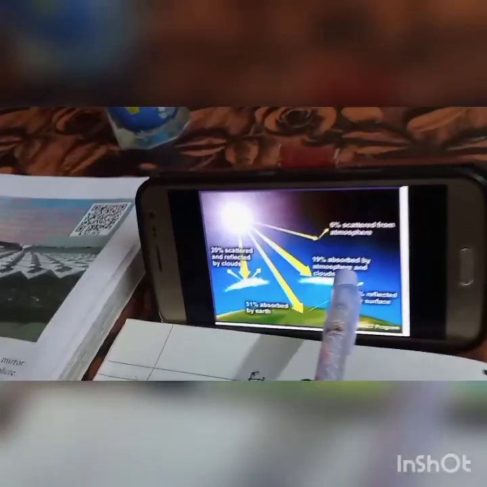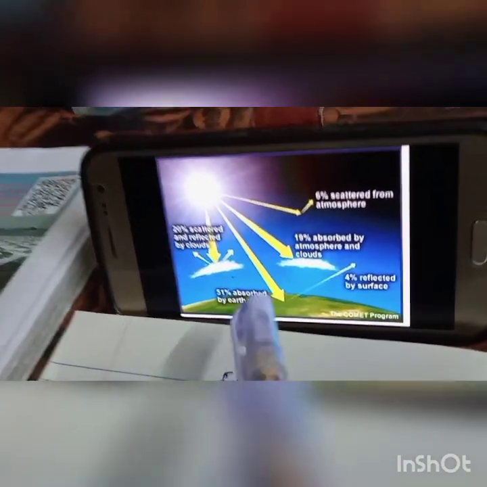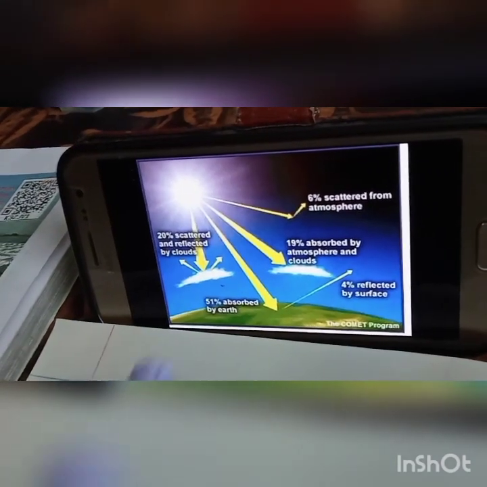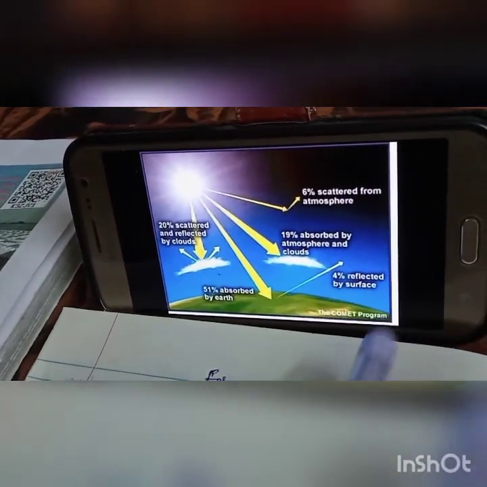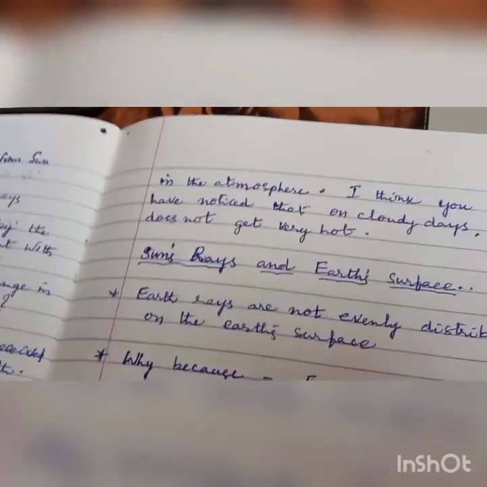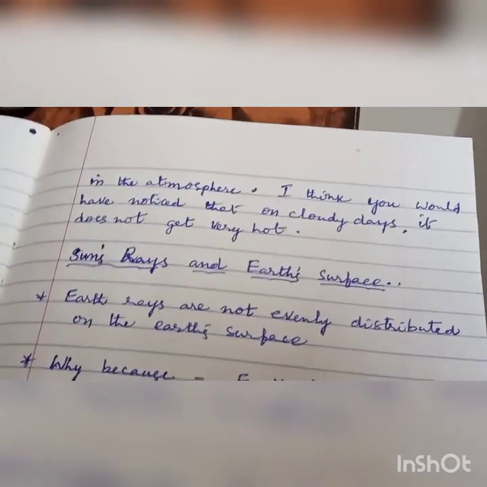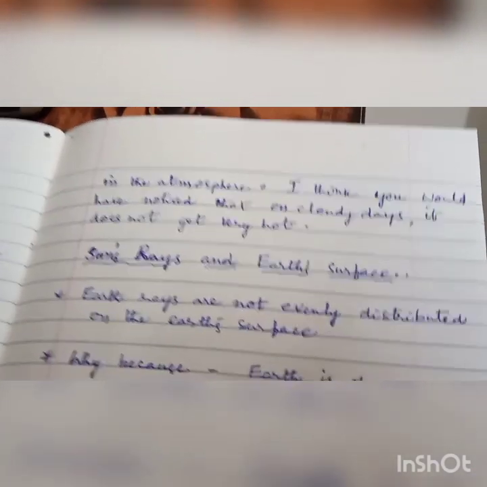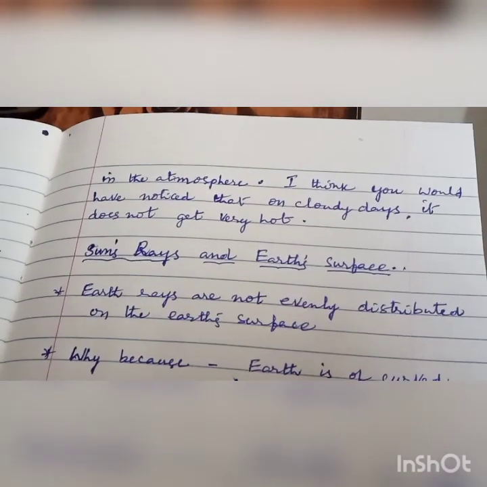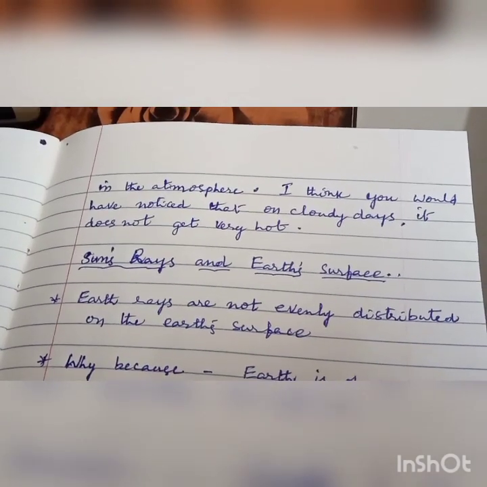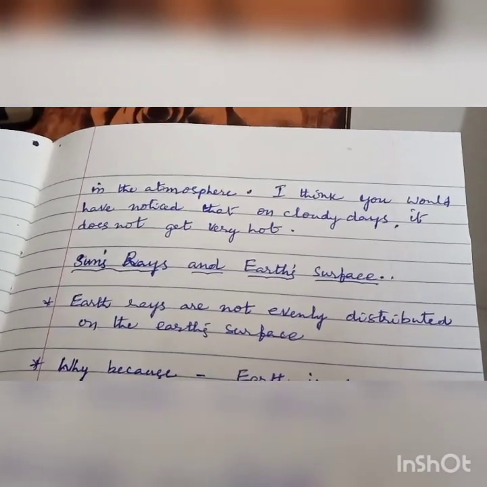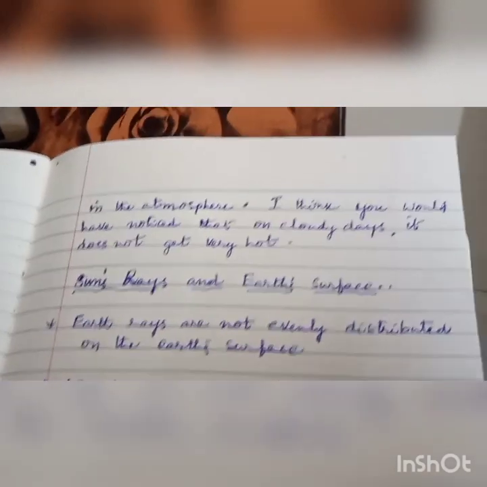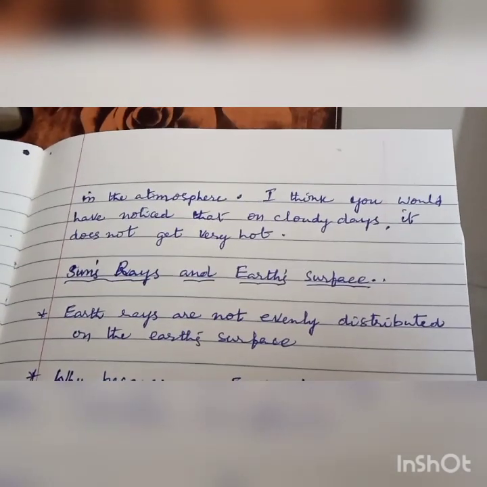See here, 19% is absorbed by the atmosphere and clouds, and 20% is scattered and reflected by clouds. Okay, 51% is absorbed by the surface, and 4% is reflected by the surface. I think you would have noticed that on cloudy days it doesn't get very hot. The temperature is very low, because the energy which comes from the sun is reflected by the clouds, absorbed and scattered. So that is the distribution of solar energy, and this is very important for understanding the sun's rays and solar energy.